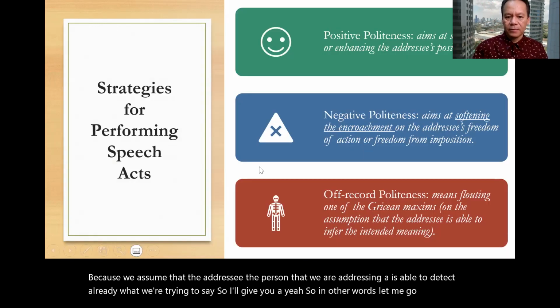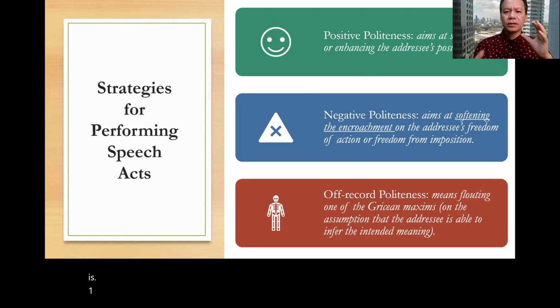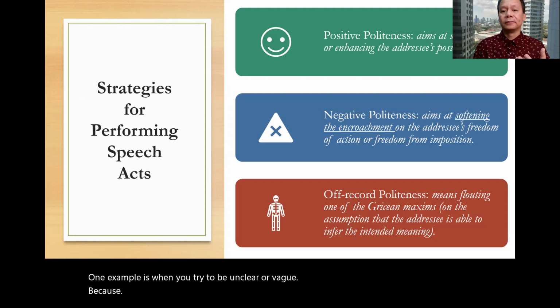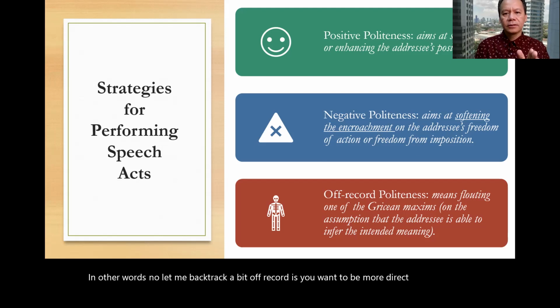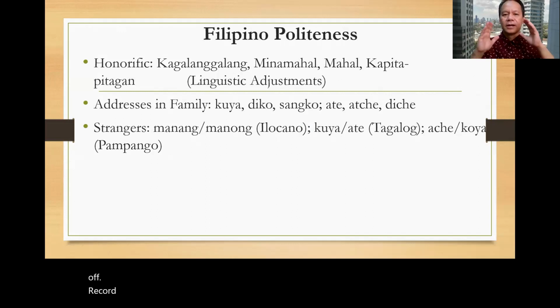Okay. So before I move on to Filipino politeness, off-record politeness is, one example is when you try to be unclear or vague. In other words, no, let me backtrack a bit. Off record is you want to be as indirect as possible, okay? Because you know that the person already understands what you are trying to say. So that's off-record politeness. All right. So if you have any questions regarding this, you let me know.